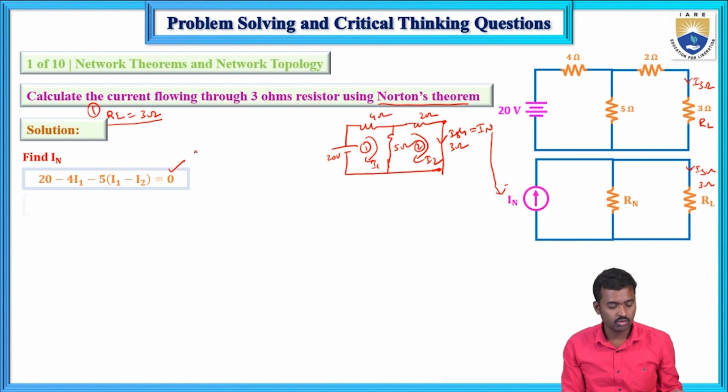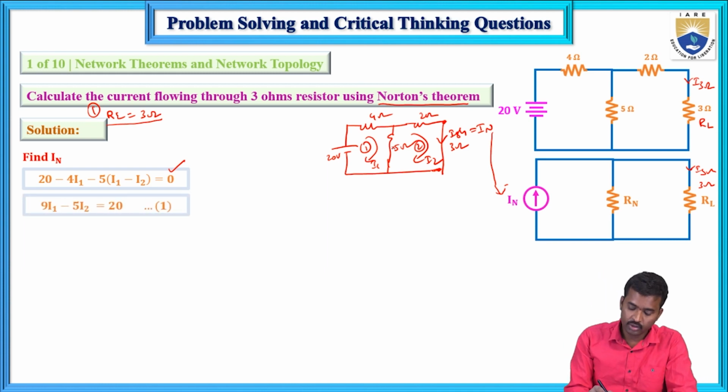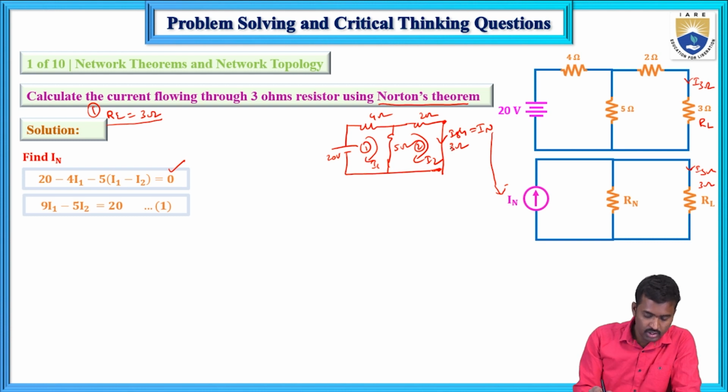Now in the second mesh equation, we have 5, 2 and 3. Next, 5 into (I2 minus I1), this one. Next, 2 into I2 and plus 2 into I2, this one here.